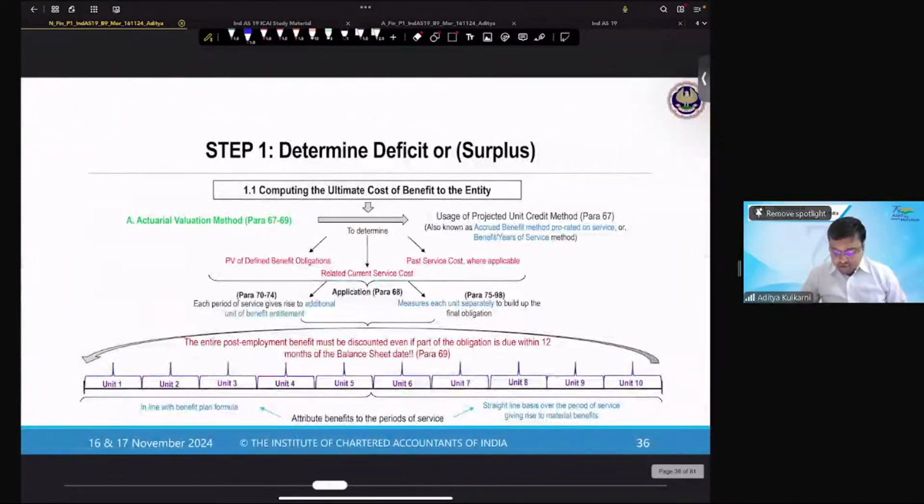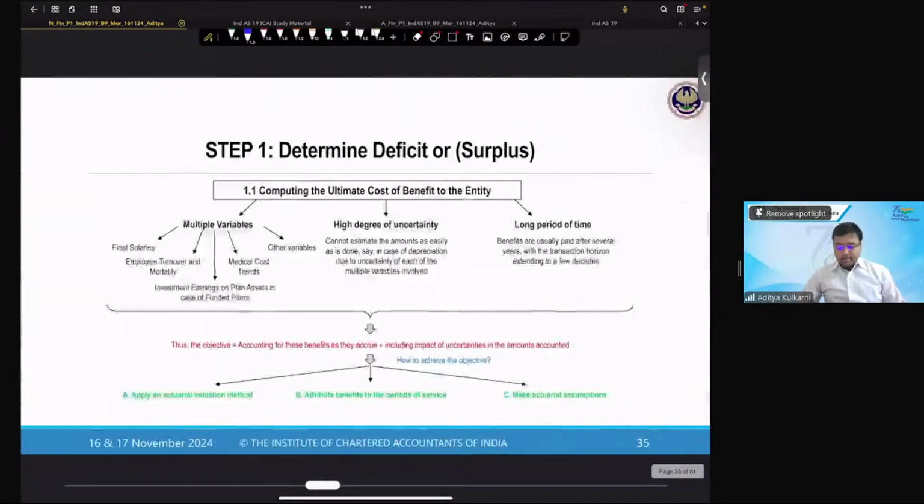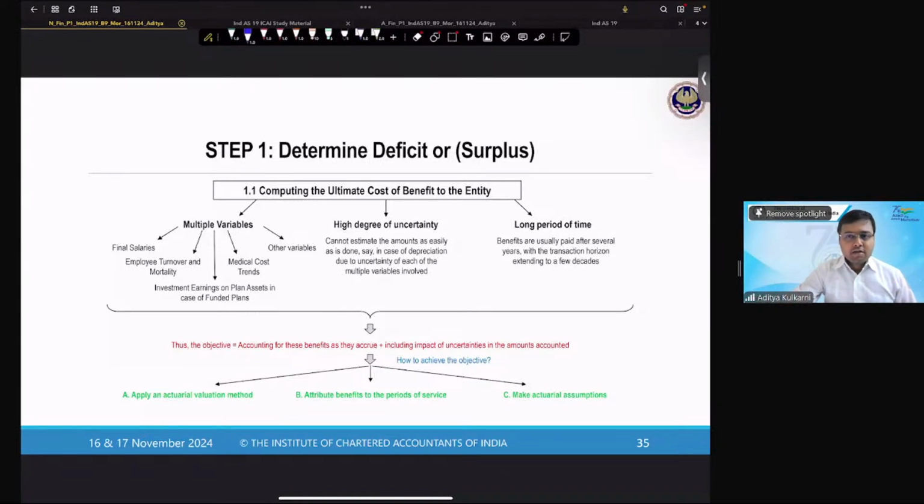Now, let us come to the theory. So what is the first thing I have to do? I have to compute the ultimate cost of benefit to the entity. In my question, what is the ultimate cost of benefit to the entity? 45 lakhs. My ultimate cost of benefit to the entity was 45 lakhs.